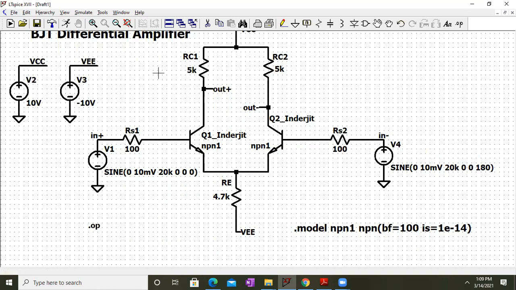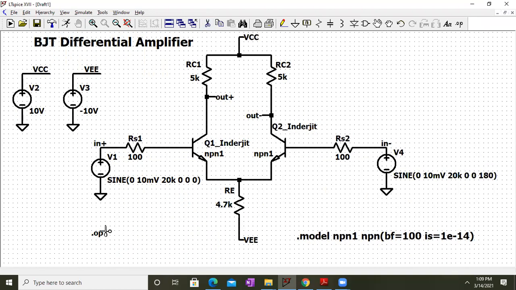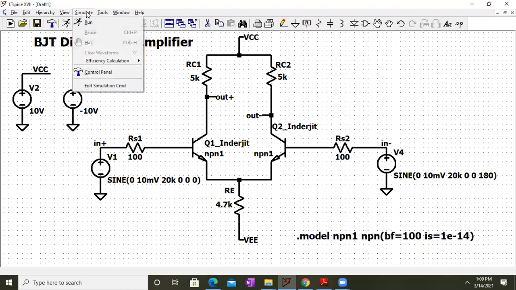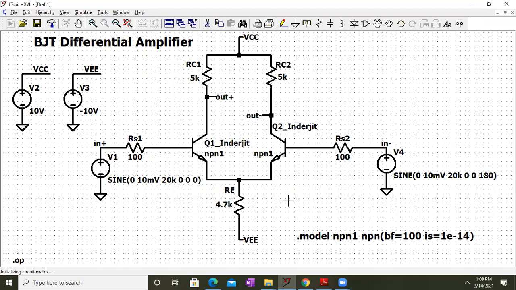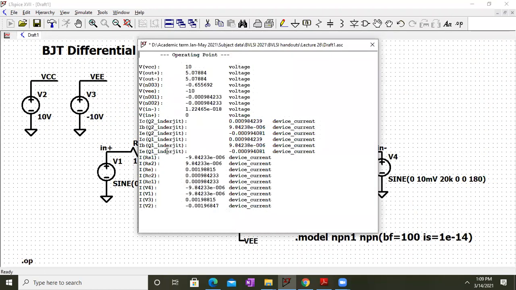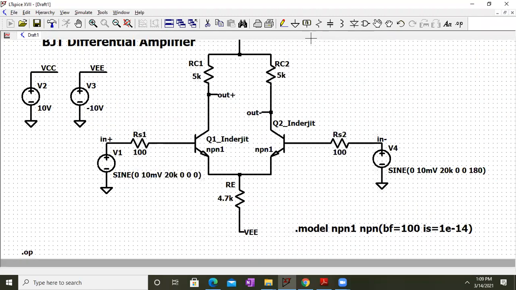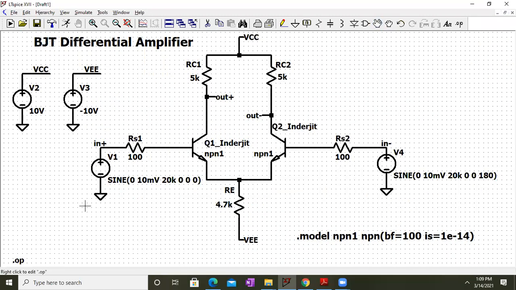And now let's check the DC analysis. For the DC analysis, we go to simulate, click on run, choose DC operating point, and again click OK. A new window will open up. Just close this and let me push this up a little.